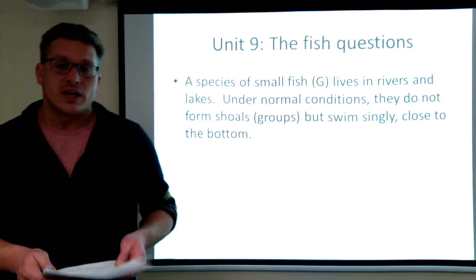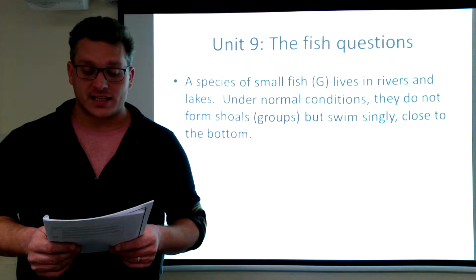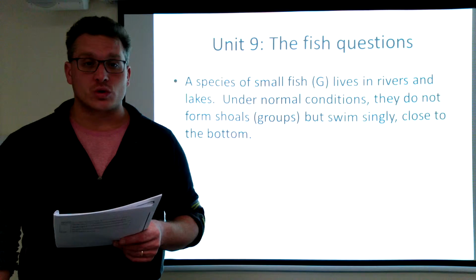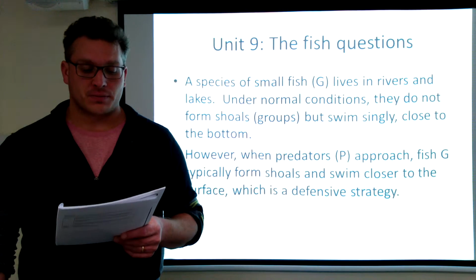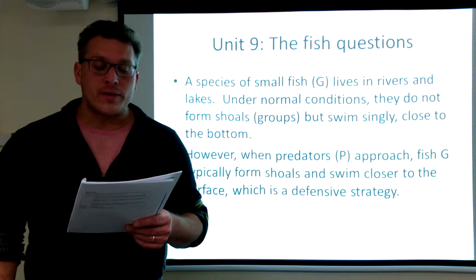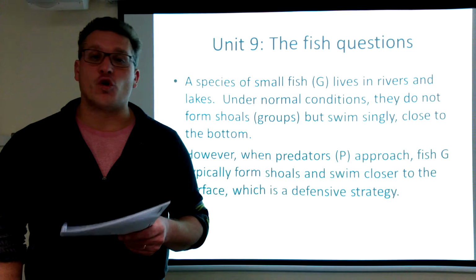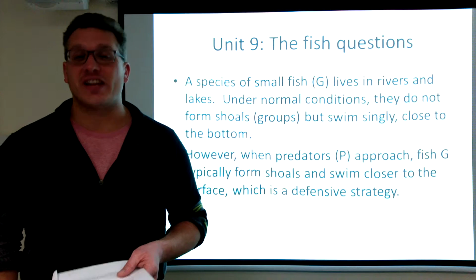It says, a species of small fish, G, lives in rivers and lakes. Under normal conditions, they do not form shoals or groups, but swim singly close to the bottom. However, when the predator, P, approaches, fish G typically form shoals and swim closer to the surface, which is a defensive strategy.